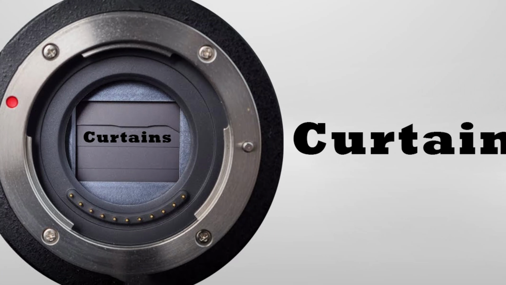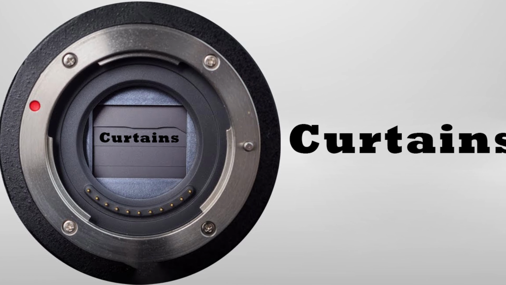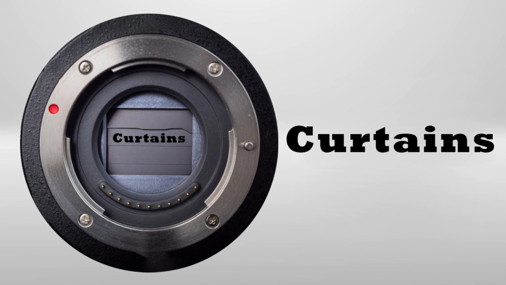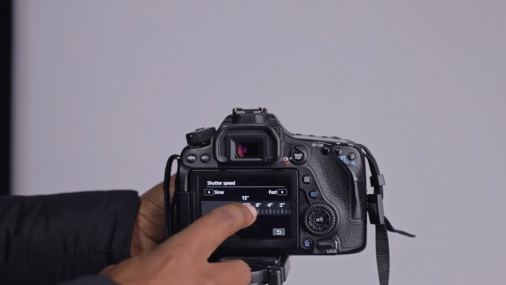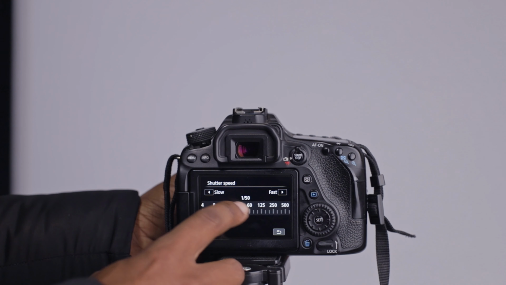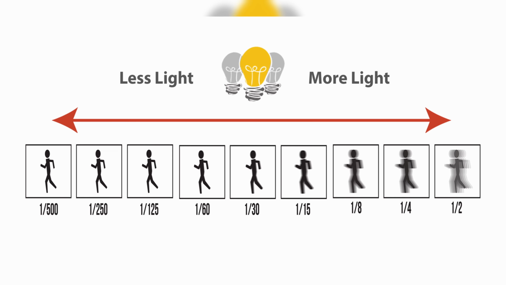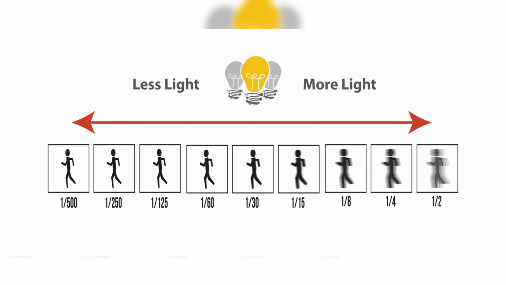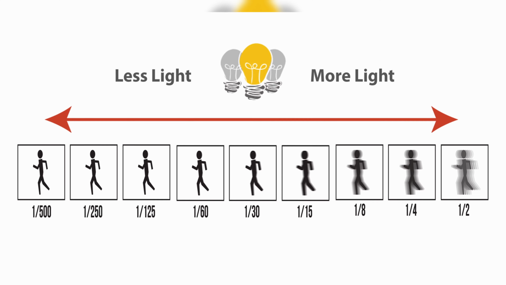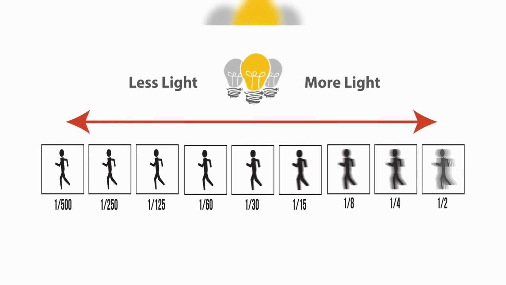What it is: a curtain or a shutter in front of your camera sensor, exposing it to light for a certain period of time. It's measured in seconds and it ranges from 30 seconds to 1/8,000th of a second. 30 seconds is normally referred to as a slow shutter. It results in a brighter image because you're exposing that sensor to light for the longest amount of time. And then 1/8,000th of a second is a fast shutter, which exposes the sensor to light for a small amount of time, resulting in darker images.